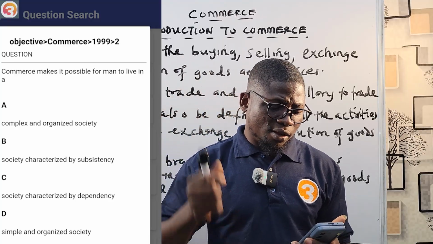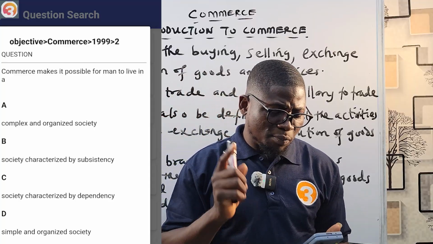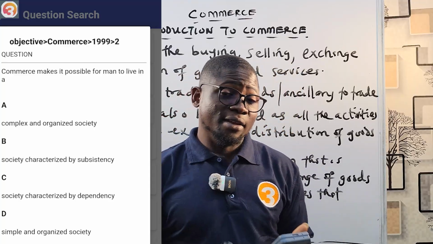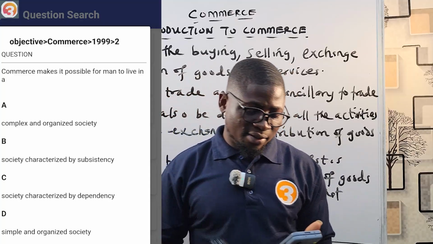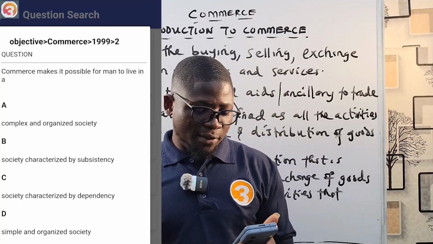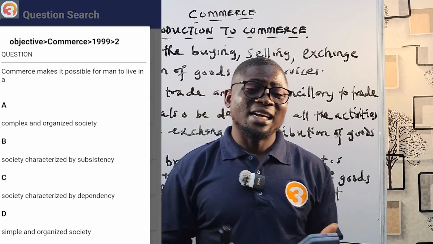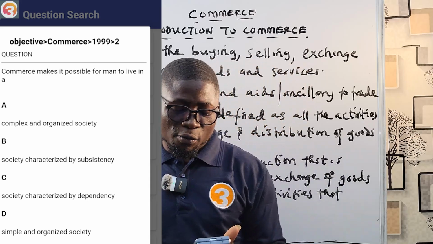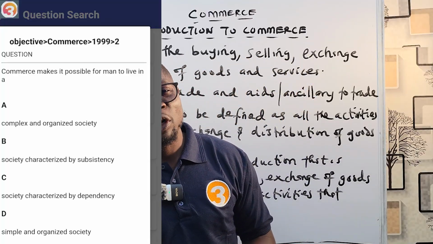Commerce makes it possible for man to live in a complex and organized society. B, society characterized by subsistency. C, society characterized by dependency. D, simple and organized society. And the correct answer there is a complex and organized society, because the society is very, very complex.